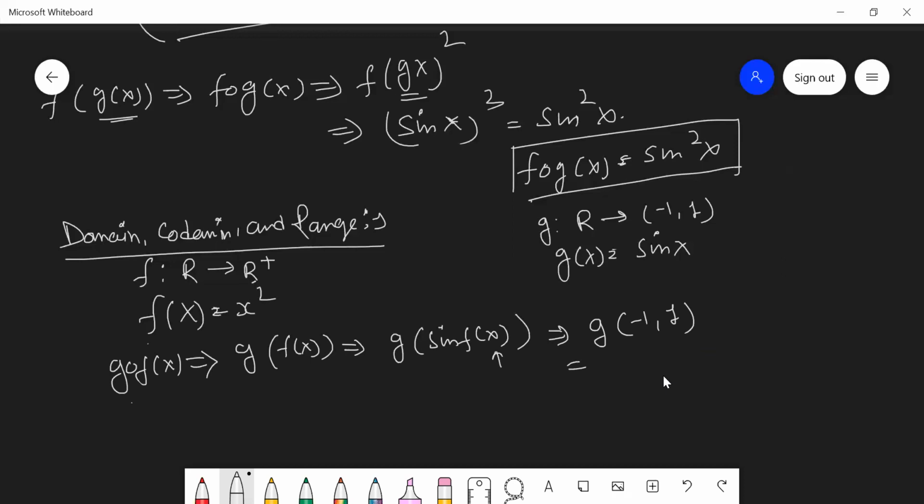So g(f(x)) is sin f(x), and the value of f(x) is a real number, so we get all values from -1 to 1. We define g∘f as a function defined from the real numbers, because x is a real number, to -1 to 1.